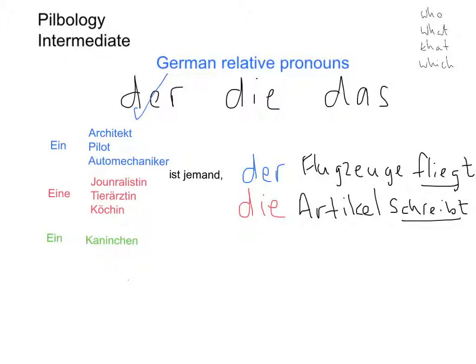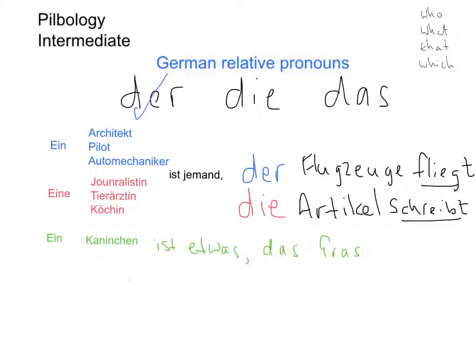Okay, and then finally, let's just have a quick look at the Kaninchen. So a Kaninchen obviously is a rabbit, and it can't be a person, so we would probably say ist etwas, so something, das Gras anknabbert. The nibbles grass. Okay, ein Kaninchen ist etwas, das Gras anknabbert. Gut, okay.